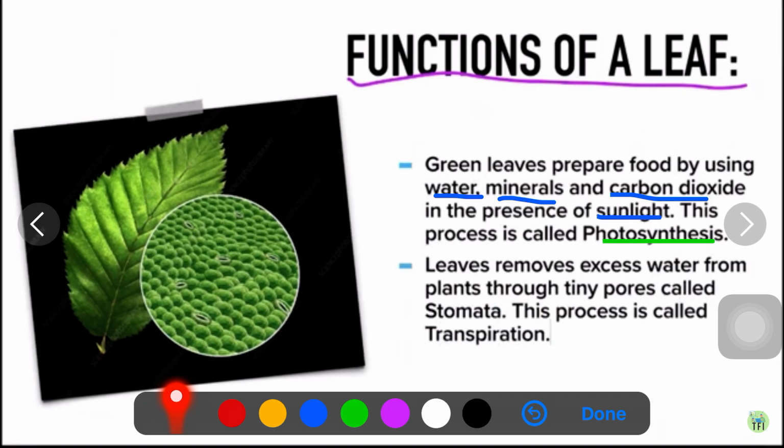Now, the next important function is that leaves remove excess water. They excrete, they throw out excess water from the plants through tiny pores. As you can see in the microscopic zoomed picture of a leaf, small tiny pores are present. This is nothing but stomata. This process of removing excess water is called transpiration.